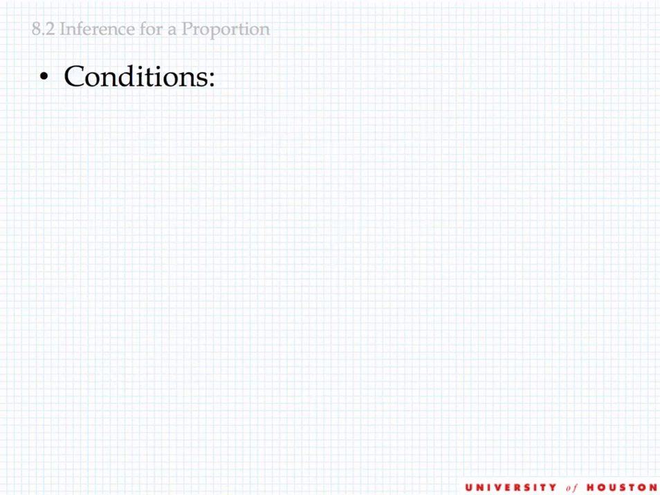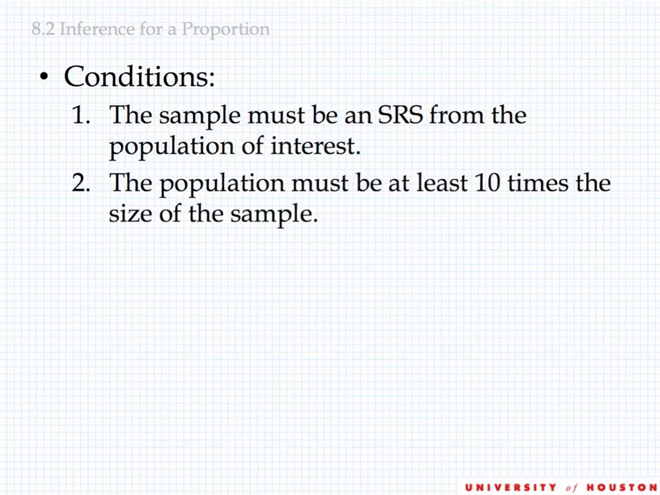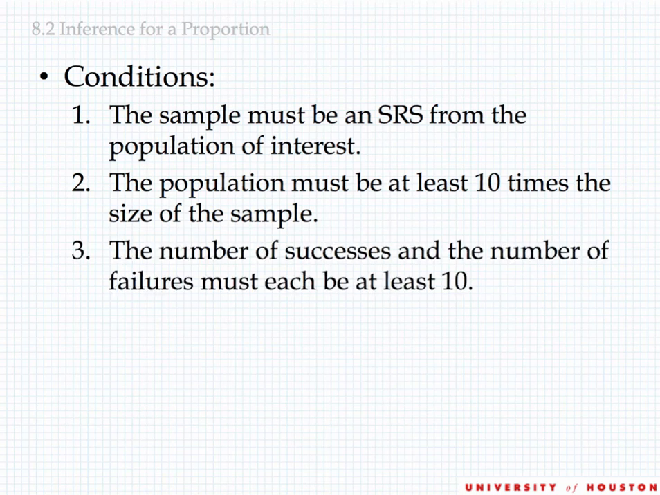The conditions that we need to meet for a population proportion test: the sample must be a simple random sample from the population of interest. The population must be at least 10 times the size of the sample. The number of successes and the number of failures must each be at least 10. In other words, n times p needs to be greater than or equal to 10, and n times 1 minus p, our failure rate, must be greater than or equal to 10.